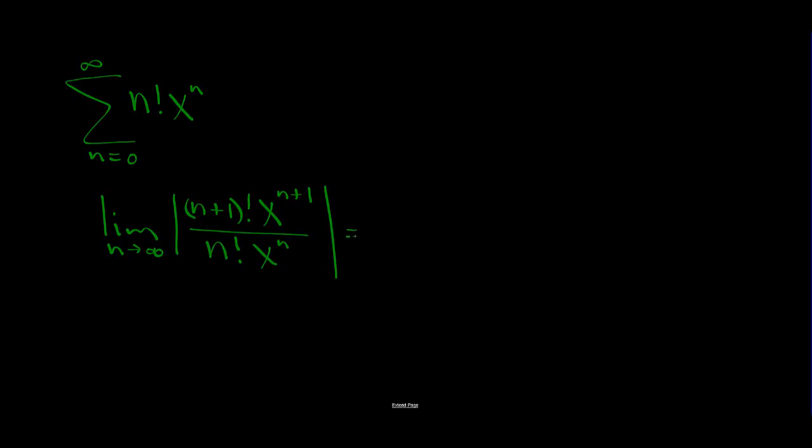And if we simplify this in the usual manner, we get n plus 1 times n factorial. And then we've got n factorial down here, and then we've just got an x. Now, of course, the n factorials cancel.